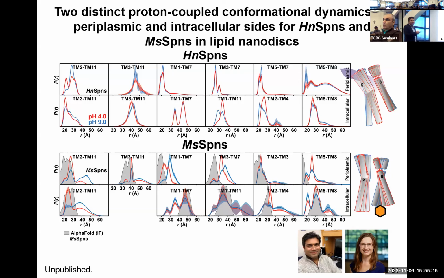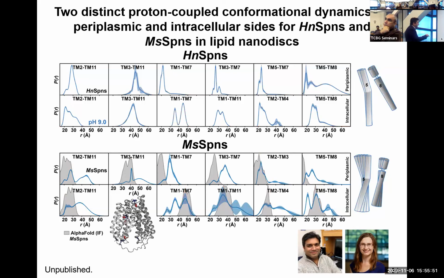But the main differences and similarities between the gates 2 and 11 and 5 and 8 for both of them: in the case of TM2 and 11 in HnSpns, we have closing of the periplasmic and intracellular gates. But in the case of the MsSpns, we don't have complete closing of the gate upon protonation. And we were wondering why that's the case.